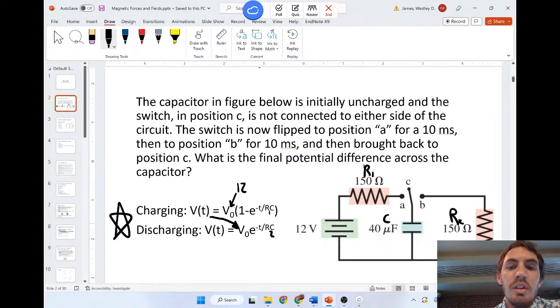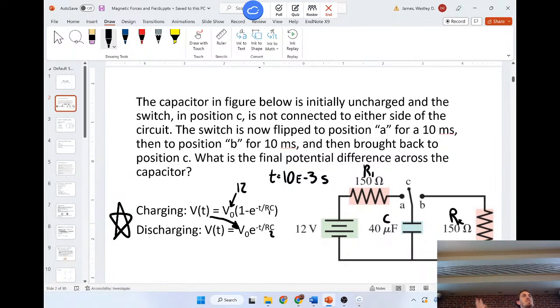Reminder to you all, this is 10 milliseconds. So when you get time, it's going to be 10 e to the minus 3 seconds from the problem. Both of the times are the same. Okay? So it's just a math problem, but this is basically the idea. Get the charging voltage by using that equation. Get how much it gets charged to, then plug that into the discharging.